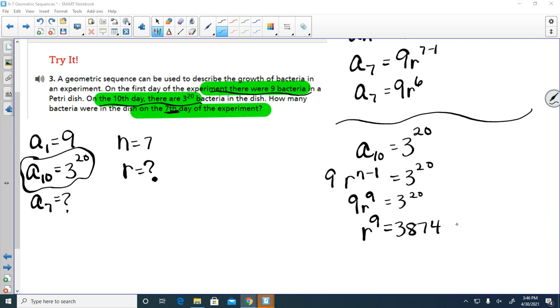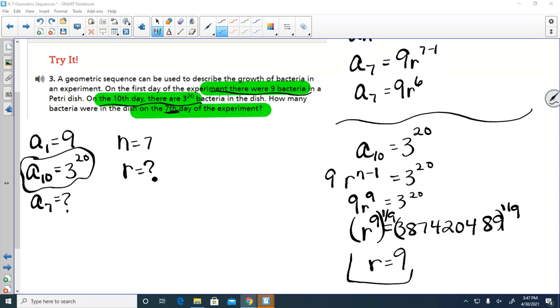is 3,874,204,89. And then if I want to try to solve for R, I can raise both sides to the 1/9 power. So then R would be 9.